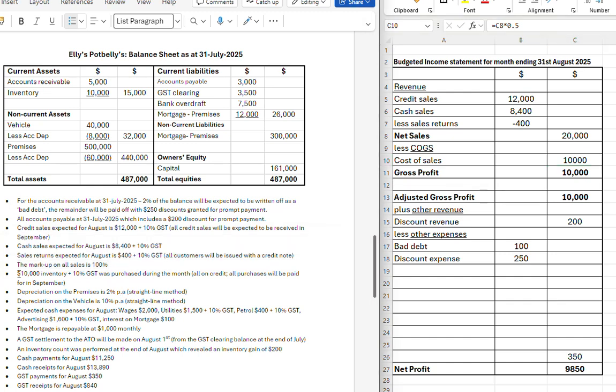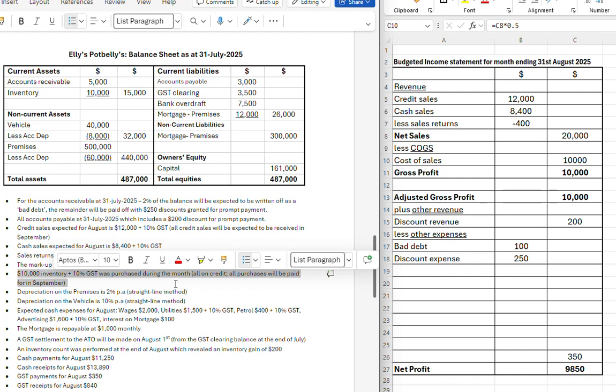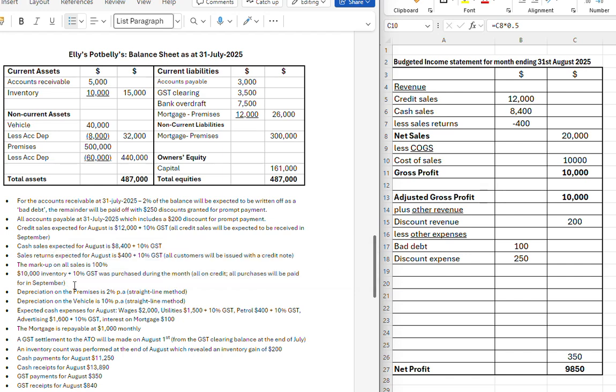Okay, next point, 10K plus GST, that's our credit purchases for the month. That has no impact on the income statement. It will affect our inventory and accounts payable, but they're balance sheet items, and our GST.